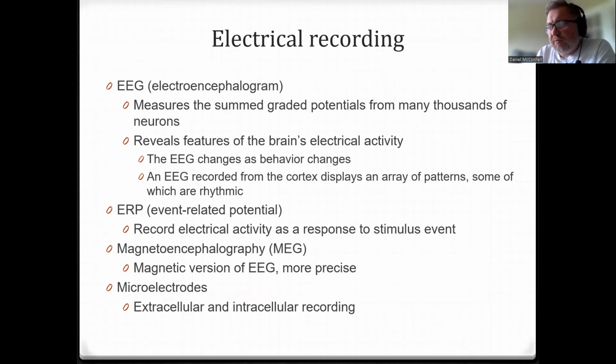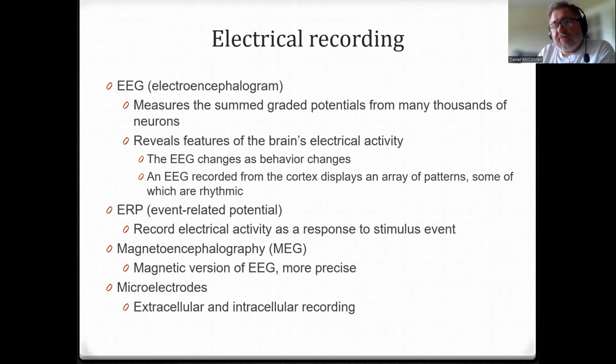But even more to that point is that if we insert a small microelectrode into either, it's listing here, either into the extracellular fluid, so the ions that surround a neuron, or into the cell itself, and that's called intracellular recording, we can detect the change in the distribution of these ions during action potentials. And that will then tell us, oh, that neuron, that's one specific neuron, has fired an action potential, right?